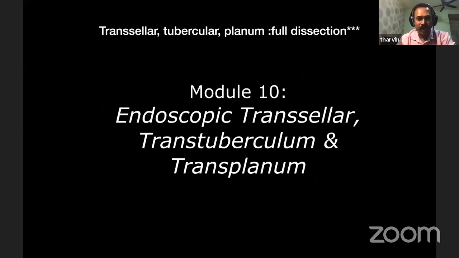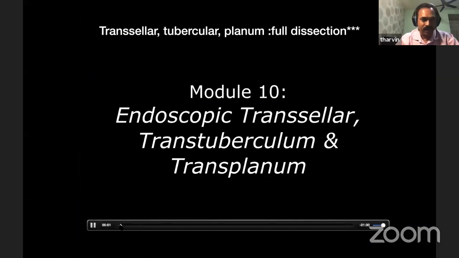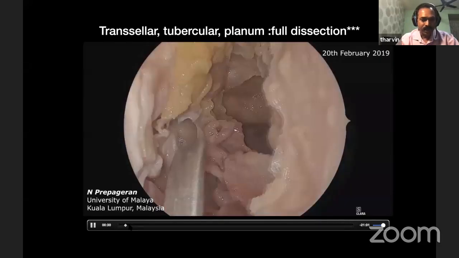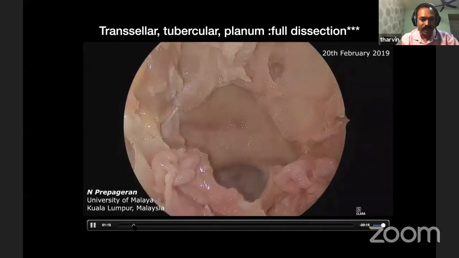Let me start with a module of transsellar, transtubercular, and transplanum. Again, the idea of doing a dissection is to do it like how pilots do a flight simulation. You want to do exactly the way you would perform a surgery, with the same principles where you go layer by layer, and you use the same instruments as much as possible. With that, we will start with the dissection of transsellar. Let me go a little bit quickly so that I can start at the right point.